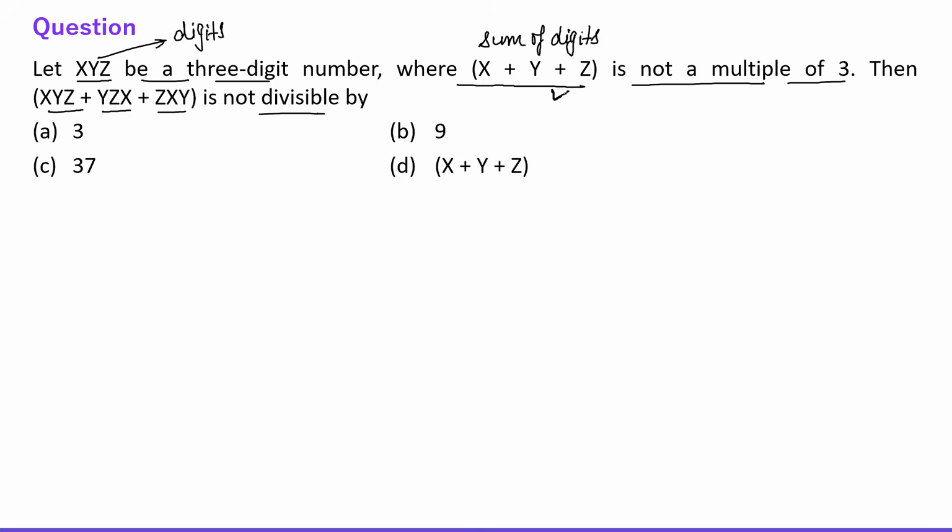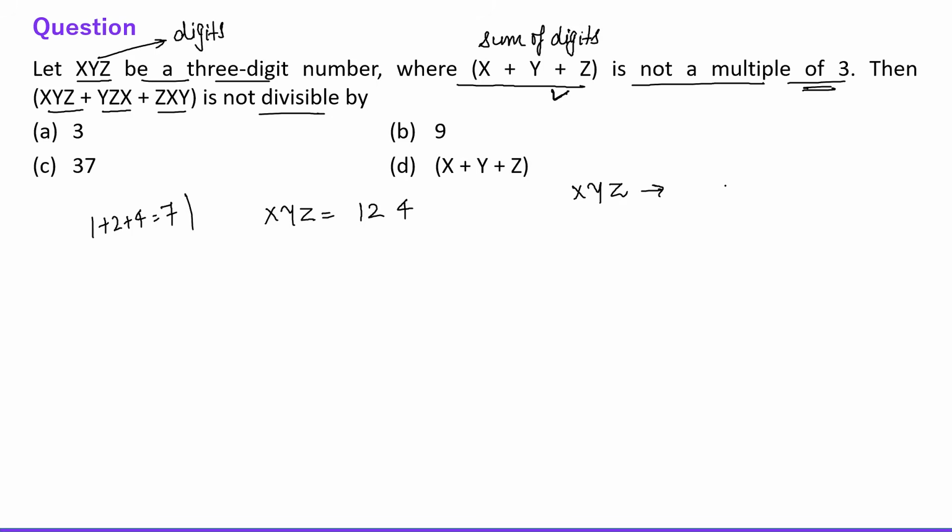Sum of digits is not a multiple of 3. It means the number is also not a multiple of 3. Okay, so we just assume x, y, z as 1, 2, 4. Why am I using 1, 2, 4? Because the sum of digits is not a multiple of 3. So if I take the sum of digits, 1 plus 2 plus 4, this comes out to be 7. 7 is not a multiple of 3. So x plus y plus z is equal to 7.